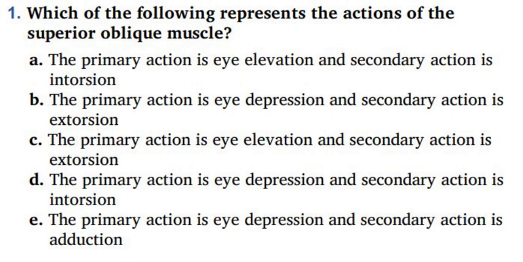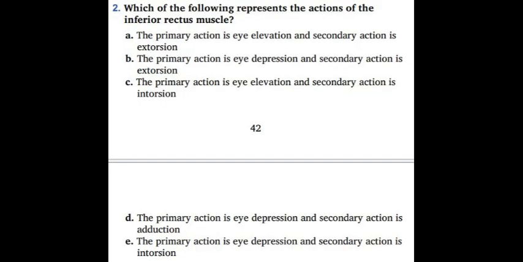The third says the primary action is eye elevation. That is wrong. That is the primary action of the superior rectus muscle. D says the primary action is eye depression. Now, actually, the primary action is eye intorsion, but the secondary action, which is the next best, is eye depression. So they actually flipped this. I will go for D because D is the most logical, but actually the primary action is intorsion and the secondary action is depression. So there's an issue with this question, but D is the most likely answer. So we'll go with D.